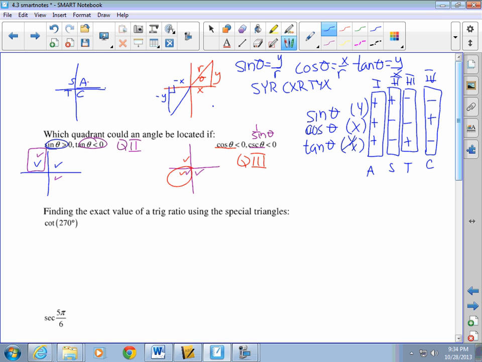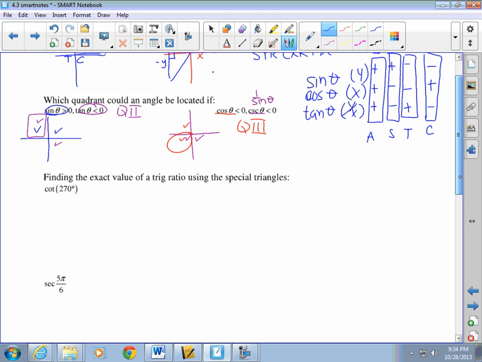Okay. So this one says, find the cotangent of 270. Find the exact value of a trig ratio using your special triangles for cotangent of 270 degrees. So the first thing we're going to do is draw this. We want to see which quadrant this is going to end up in. So I know if I go around to here, where am I, 270? It's a positive. Right there, 270 degrees. So this is where I'm ending up.